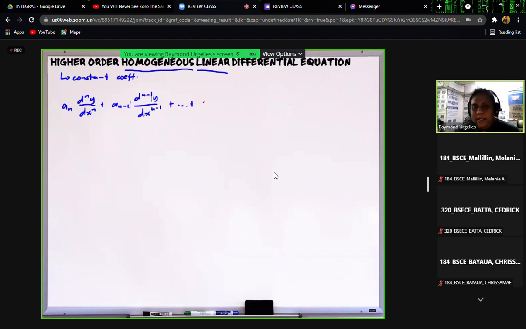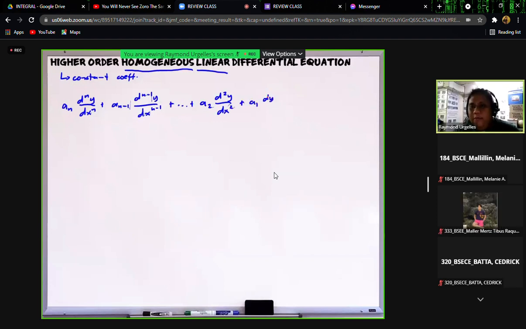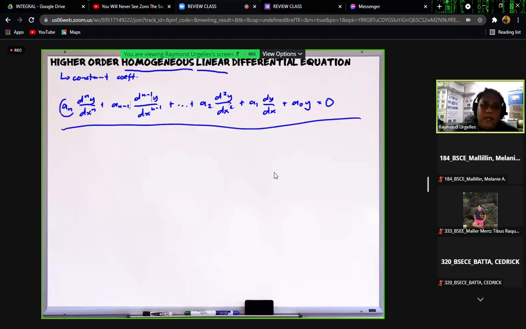Diba? So hanggang sa, for example, a sub 2 times the second derivative of y with respect to x, plus a sub 1 times dy/dx, plus a sub 0 y is equal to 0. Diba? So ito yung consider natin na differential equation. Ito mga naka-multiply dito, i-consider natin itong mga to as constants. So kaya constant coefficient lang.